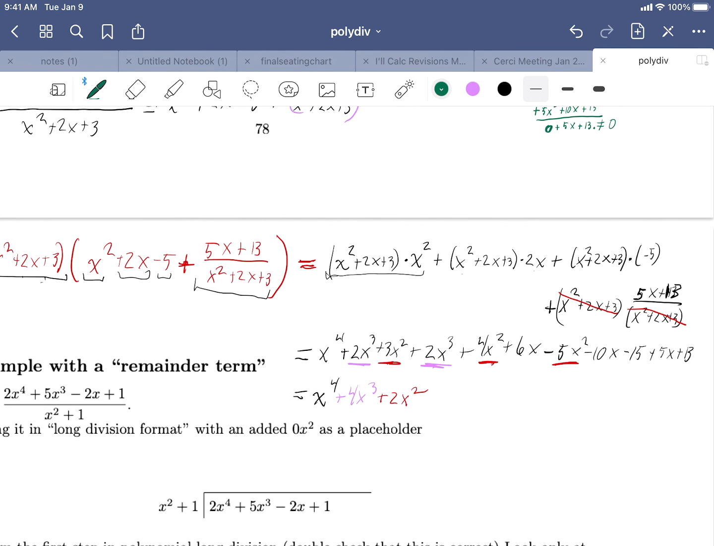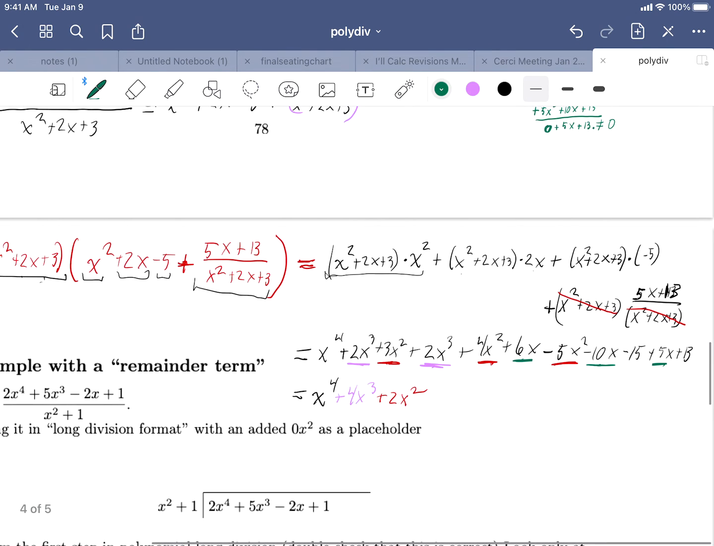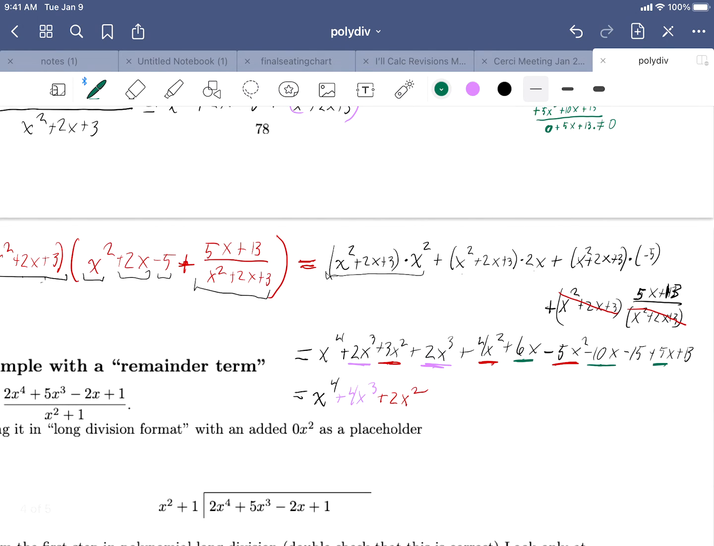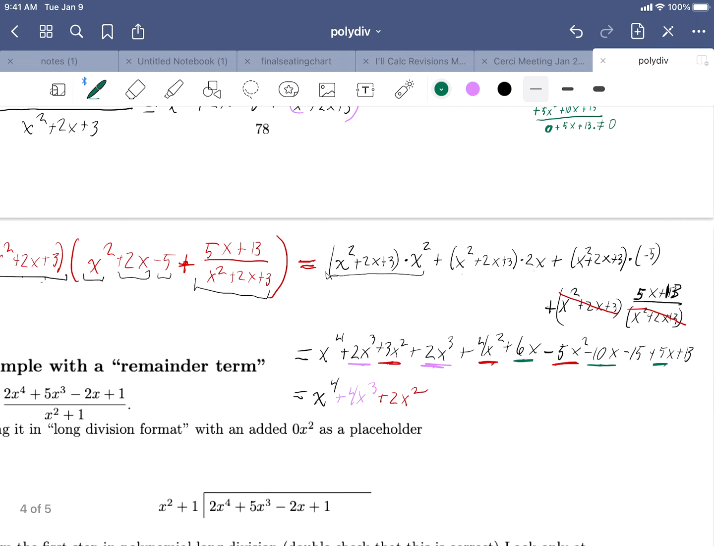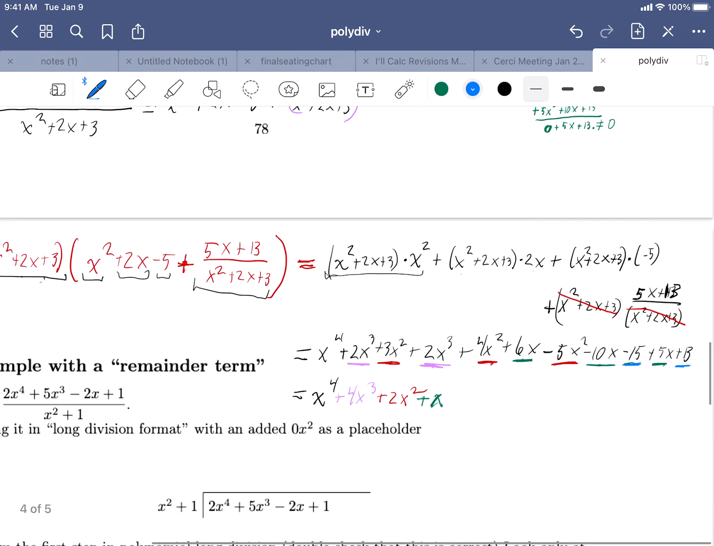Green seems like a good next color. Plus 6x minus 10x plus 5x. Let's see, 6 plus 5 is 11, minus 10 is 1. Plus x, and now the constant term. Minus 15 plus 13 is minus 2.